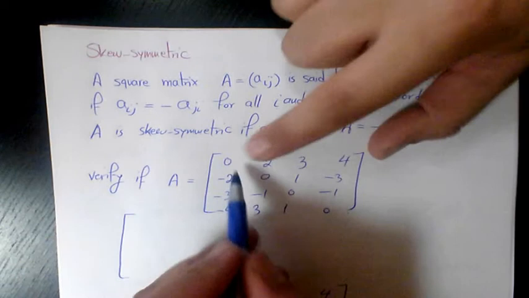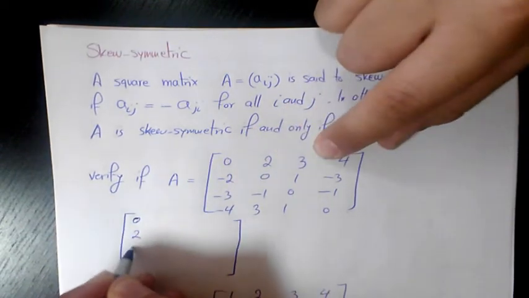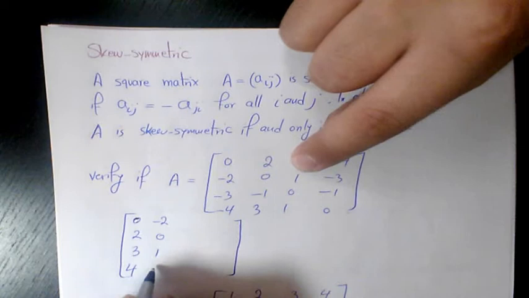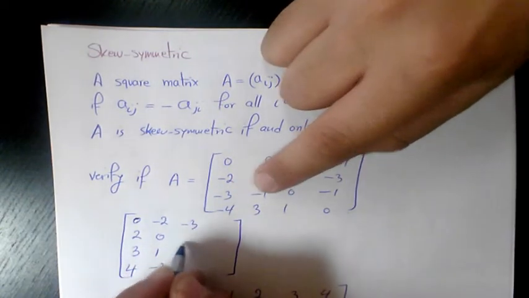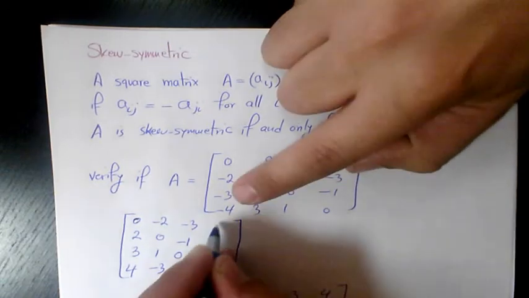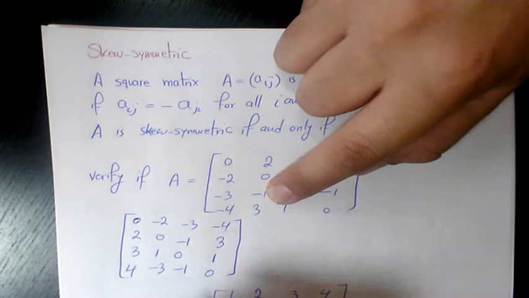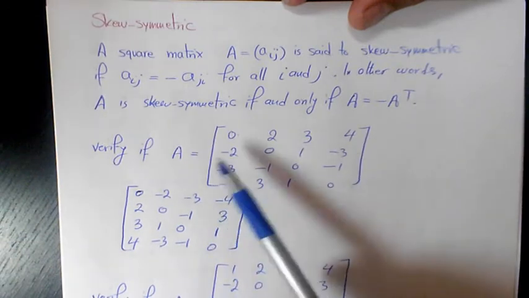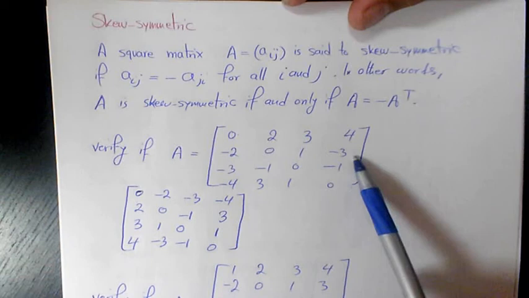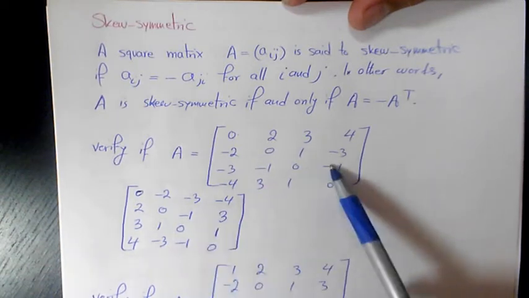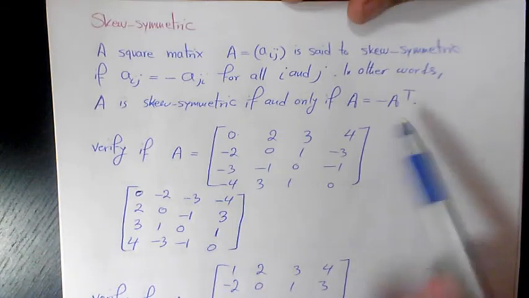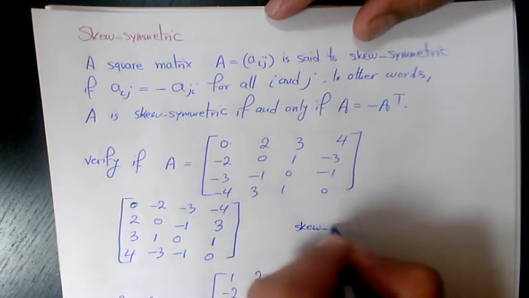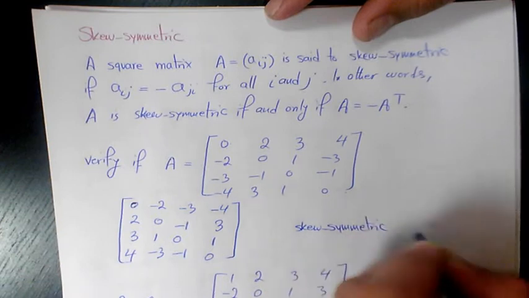Let's write down the transpose. 0, 2, 3, 4, negative 2, 0, 1, negative 3, negative 3, negative 1, 0, negative 1, negative 4, 3, 1, and 0. Now if you compare these two, 0 is 0, 2 becomes negative 2, 3 becomes negative 3, 4 becomes negative 4, negative 2 becomes 2, 0 stays 0, 1 becomes negative 1, negative 3 becomes 3, and so on. As you see here, it's the same but with the opposite sign. So it means that that's a skew symmetric matrix.